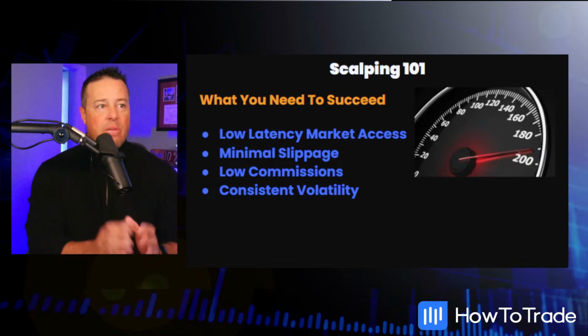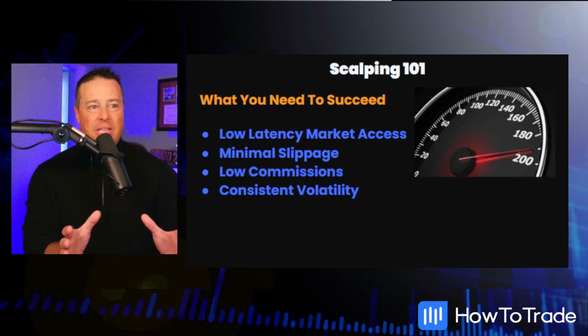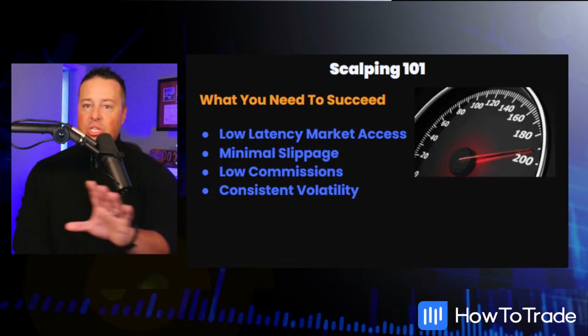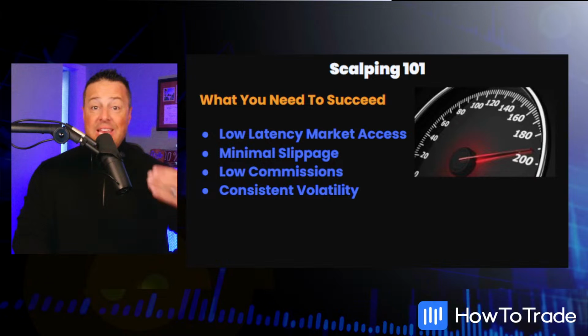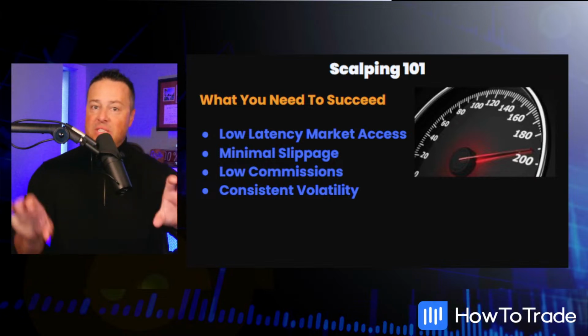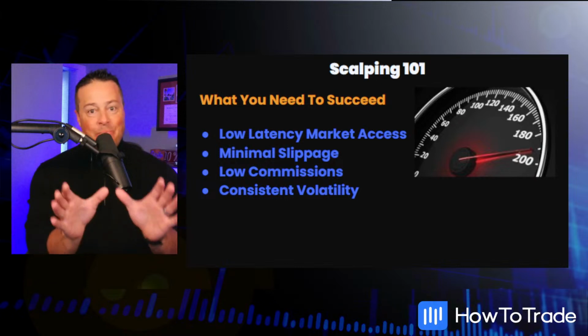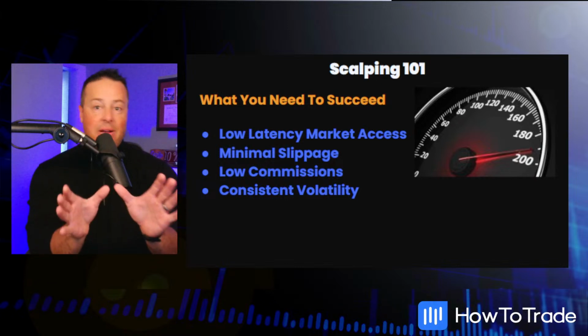Minimal slippage. You need markets that are deep. Low commissions. The lower the commissions, the better. Those are sunk costs. And remember, as a scalper, any slippage and higher commissions are going to eat into your profits in a big way, your per trade profitability, because quite frankly, we're not going to be taking a lot of money on each and every trade.